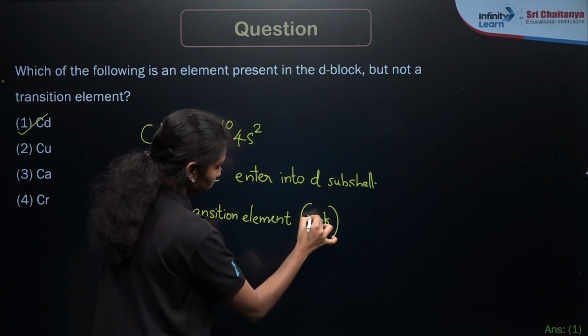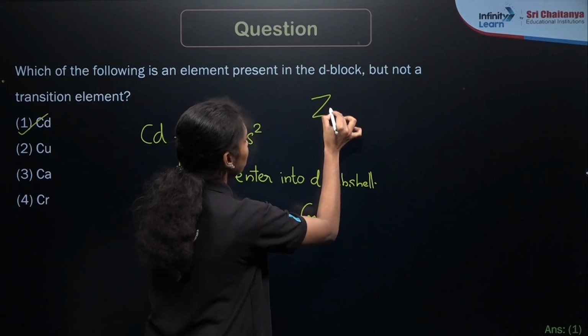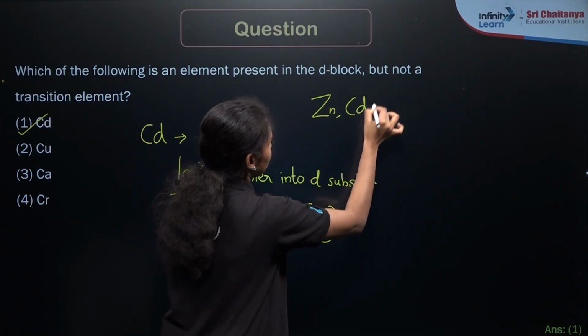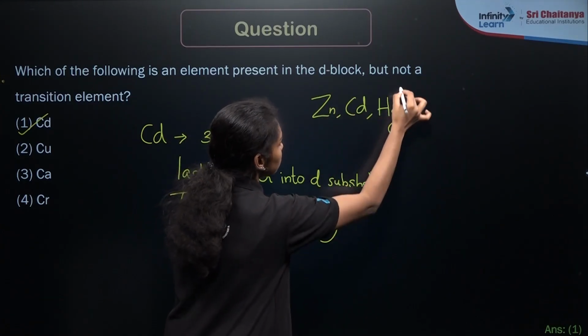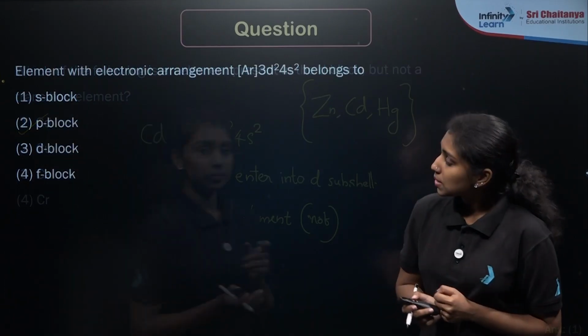Clear? Similarly, zinc, cadmium, and mercury. These are the three elements which belong to the d block, but they are not considered as transition elements. So this is the next question.